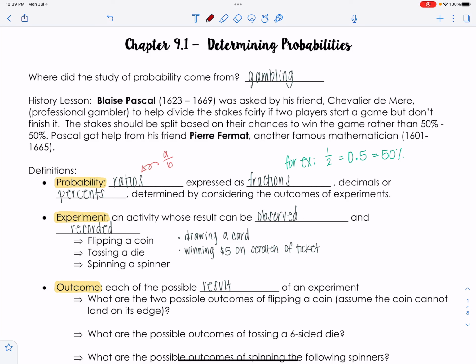So in this video, we're going to be looking at an overview of some definitions that we will use later on in this chapter regarding probabilities. You can see that quick little history lesson there. I'm not going to read it to you, but some big definitions. Probability is just a ratio that's expressed as fractions, decimals, or percents, and it's considered by what you want to happen over the total number of possible outcomes.